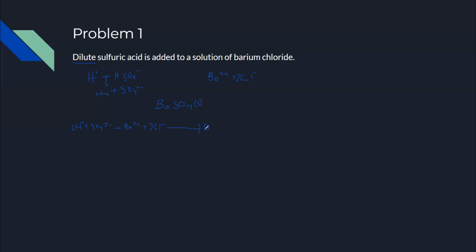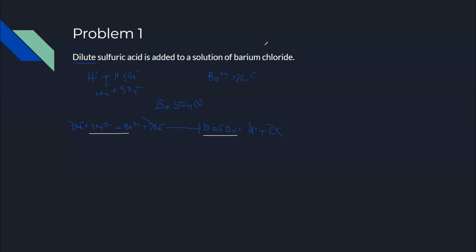BaSO4, which is a solid precipitate, plus H plus and Cl minus. Now, as you have H plus and Cl minus, you can just cancel them out as they're just spectator ions. They're not the main part of the equation. So it'll just be SO4 2 minus plus Ba 2 plus makes BaSO4, which is the solid.